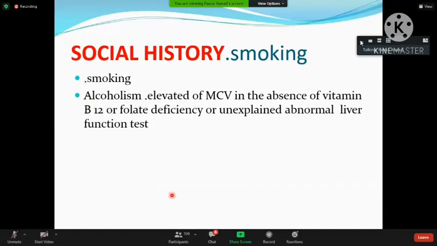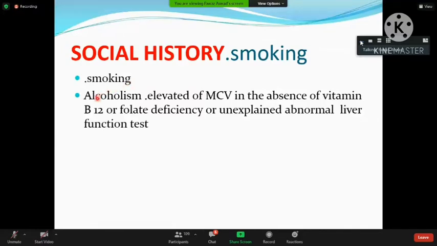Also among the things we explained in the previous lecture, we talked about the social history and about smoking. We said there are different types of lesion which may be associated with smoking, like, for example, leukoplakia or sometimes nicotinic stomatitis, which mostly presents on the palate and is mostly associated with smoking.